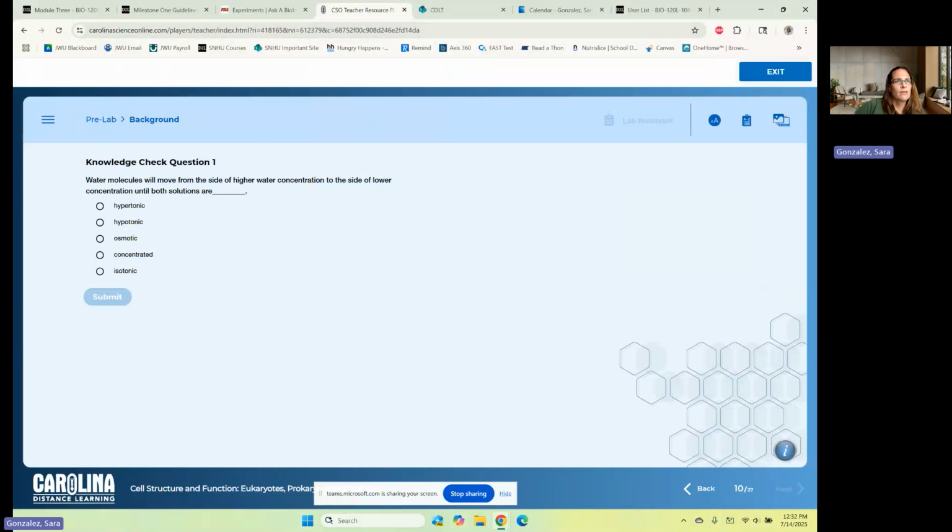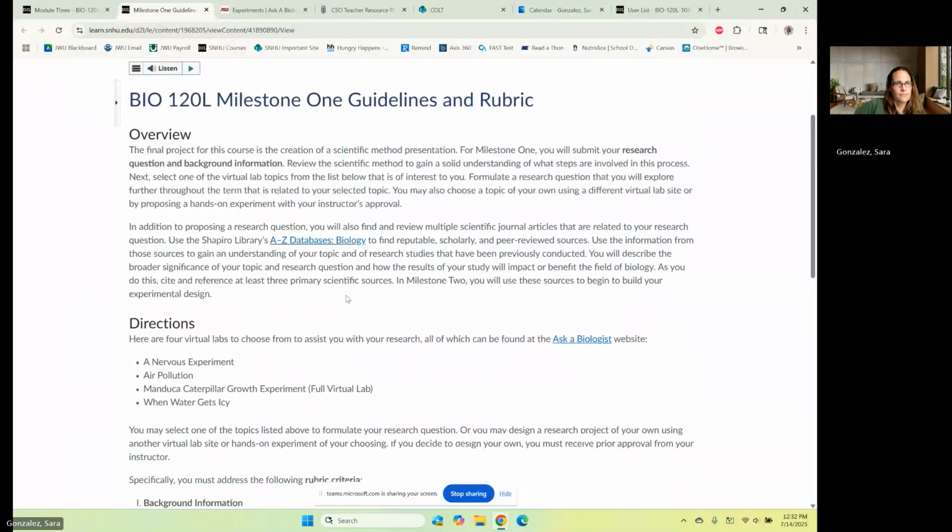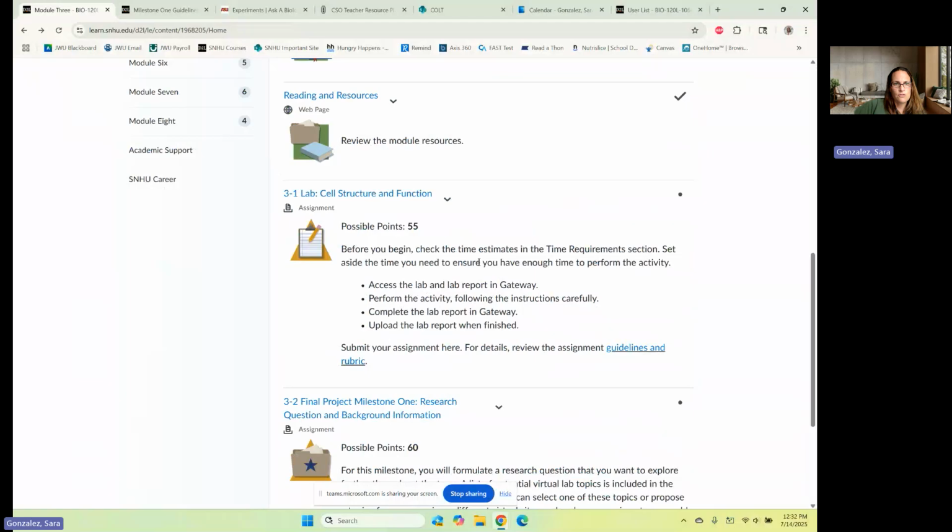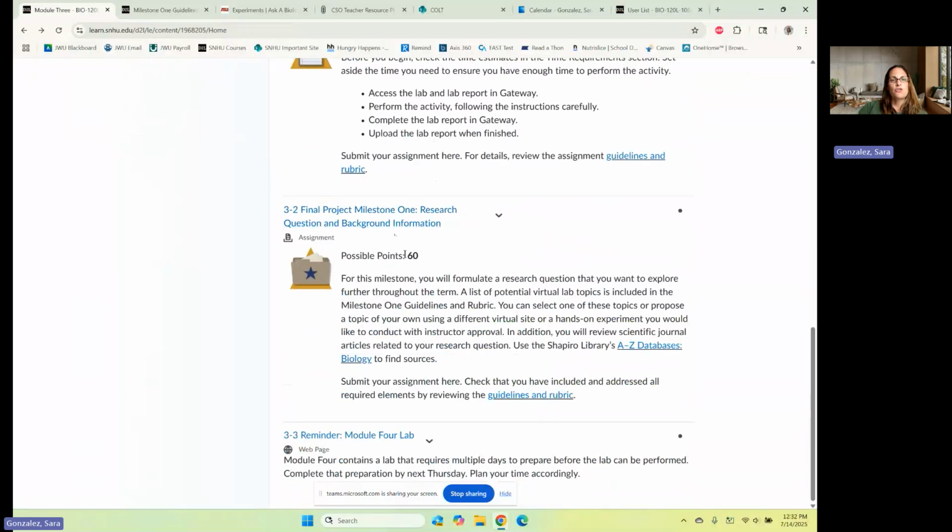I'm going to stop here at the knowledge check because then you need to proceed there with the rest of the lab. All right, so let's go back to milestone 1 here, or milestone 3 here. Okay, so that's the lab. And then this is going to be your final project.